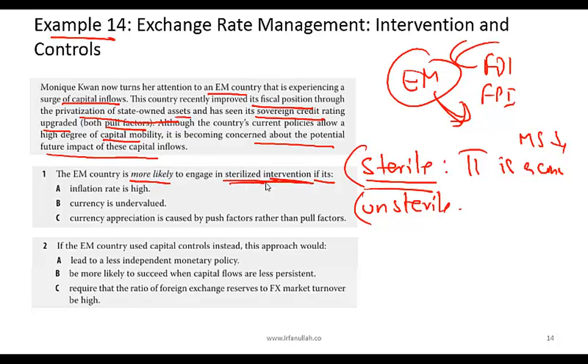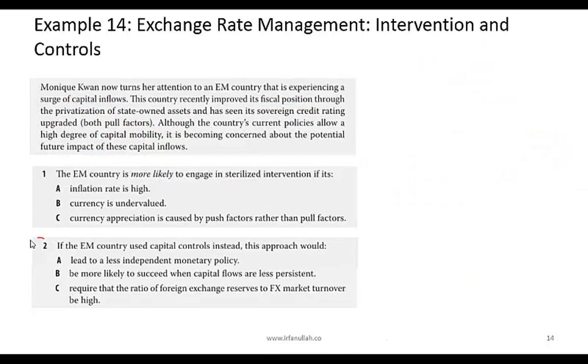Okay, is more likely to engage in sterile intervention if its inflation rate is high. Is this true? I just made this point. A country engages in sterile intervention when inflation rate is a concern. Inflation rate is a concern means that inflation rate is high. So that is appropriate. What about if the currency is undervalued? Then it would not be appropriate. Okay, if its currency appreciation is caused by push factors rather than pull factors, that is not the correct answer. So the best answer is A. So let's look at question 2 now.